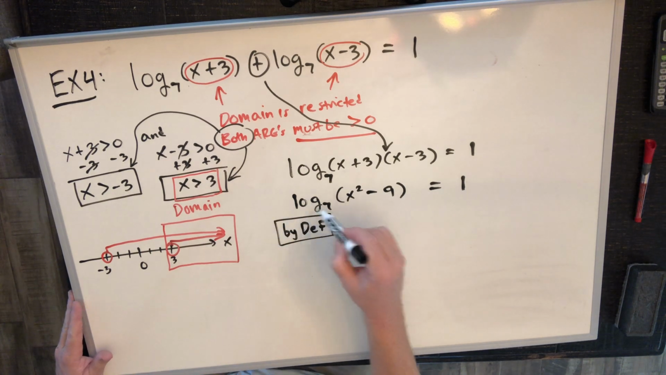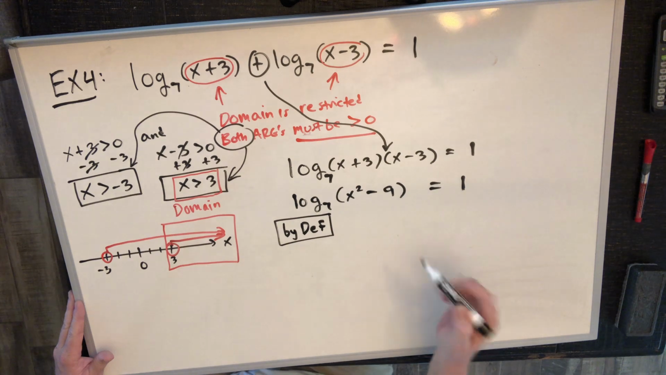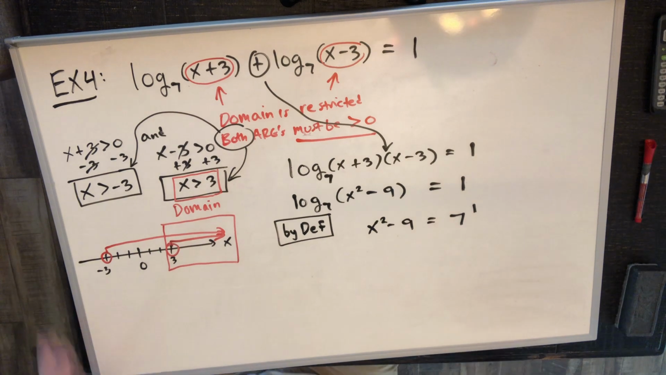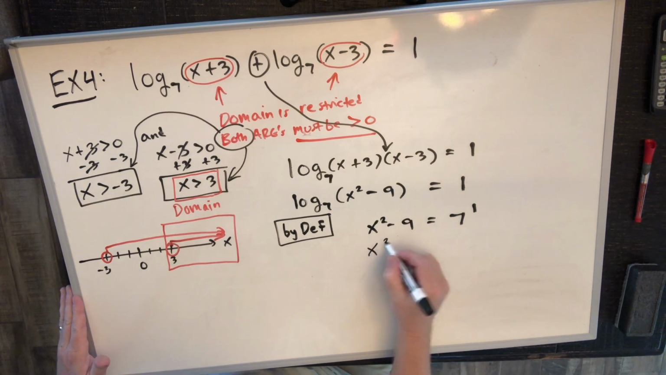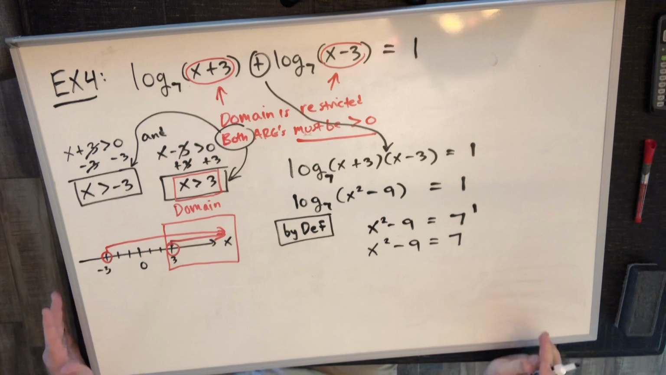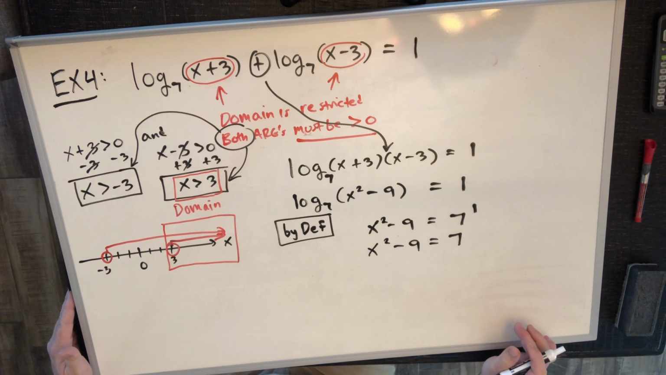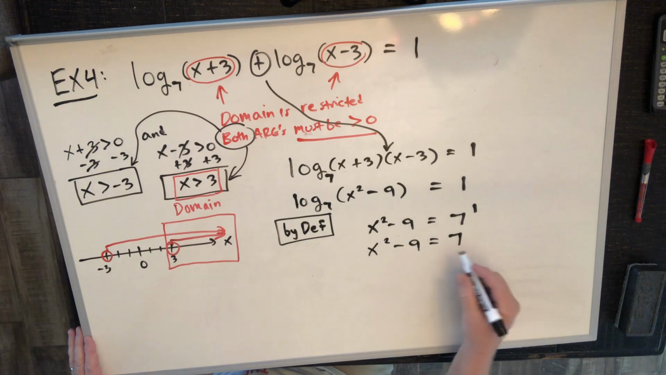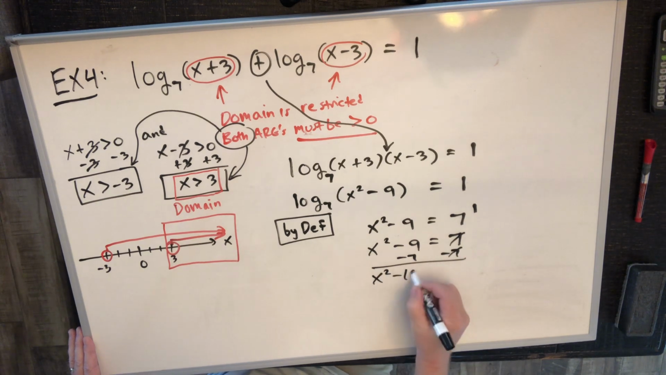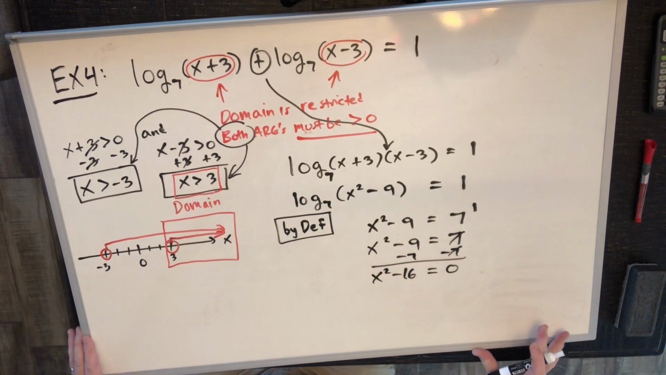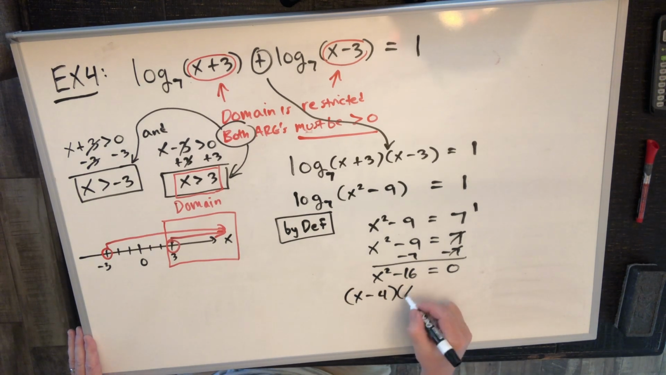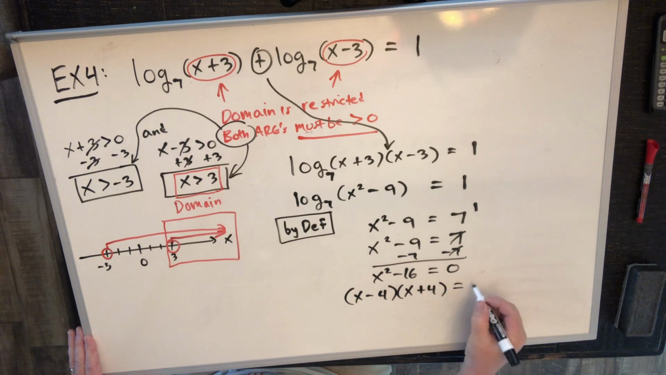By definition, if log base 7 of x squared minus 9 is equal to 1, then that means x squared minus 9 is equal to 7 to the first power. Or in other words, x squared minus 9 is just 7. You could solve this pretty easily. Just move the 7 over. x squared minus 16 is equal to 0. This looks like it's pretty factorable. It's one of those special factorizations. x minus 4, x plus 4.